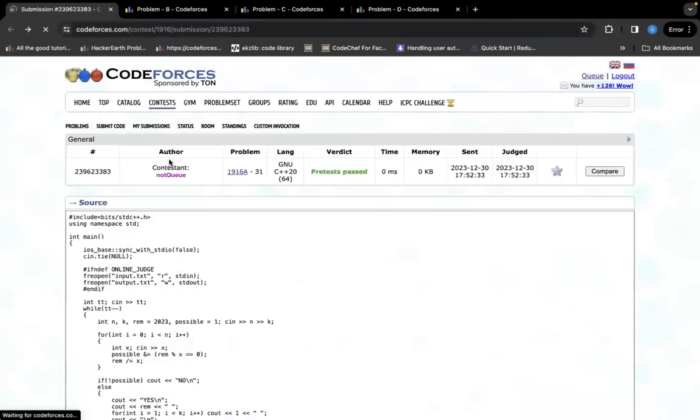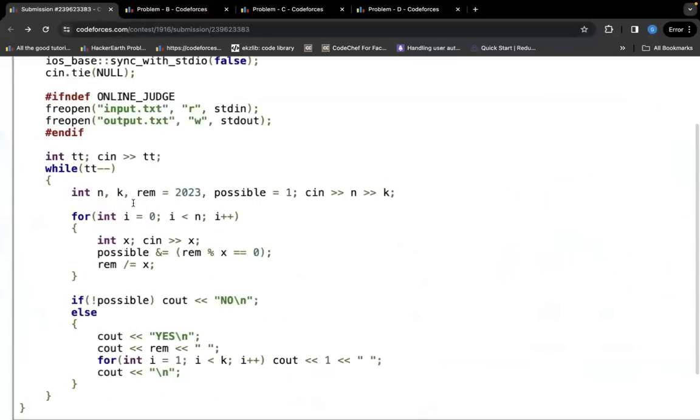So the solution for this is very simple. I am taking in the number of integers that I'm getting. I'm taking in how many integers we need to print. I'm having two variables, possible equal to 1 and whatever is remaining. Possible basically stores if it is possible or not possible. Each number has to be divisible by whatever is remaining. So that is why possible is equal to possible and remaining modulo X is equal to 0.